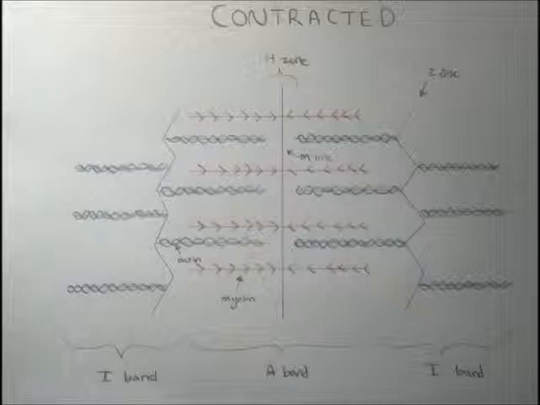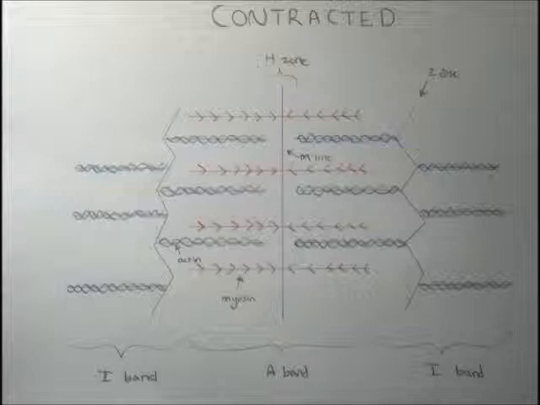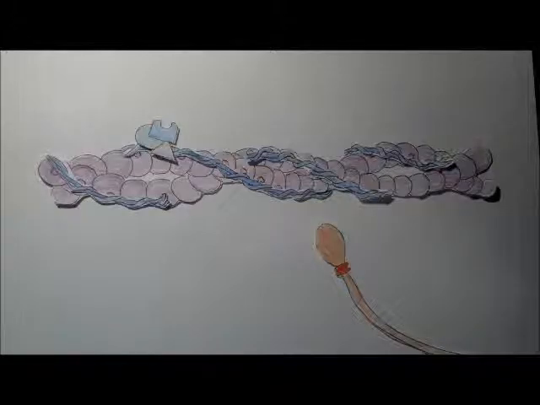This is the same sarcomere in a contracted state. Many sarcomeres contracting as this one is dictate muscle contraction in an organism. The following slides outline the process of muscle contraction on a cellular level. Before muscle contraction is possible, two things must be present: ATP and calcium.